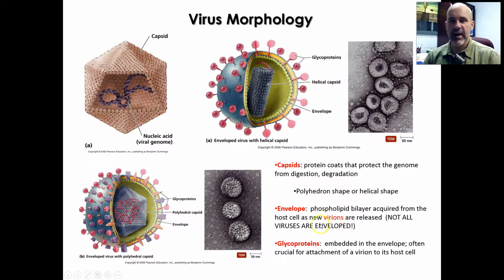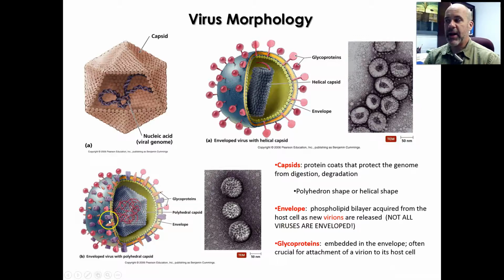So this term virion, when you see that used, that is referring to a fully assembled viral particle that is capable of infecting a new host cell. So it's not partially built, it has been completely built and assembled together. So sometimes those are called virions.